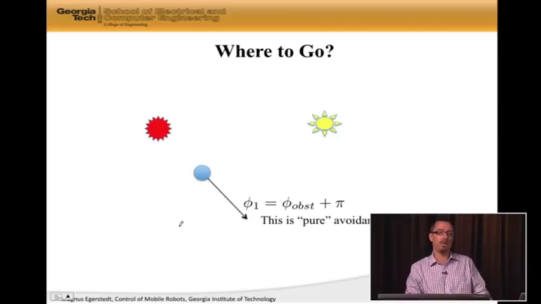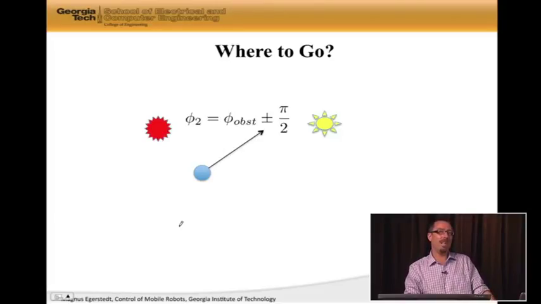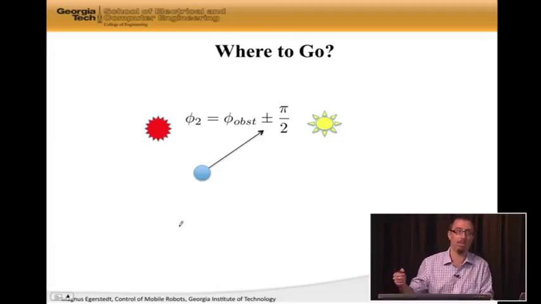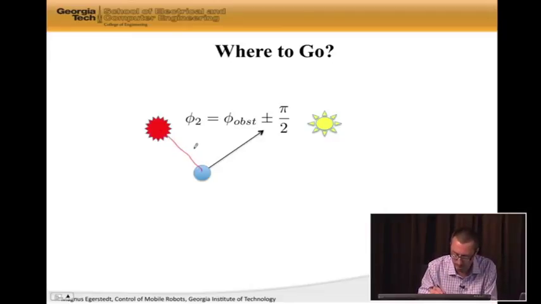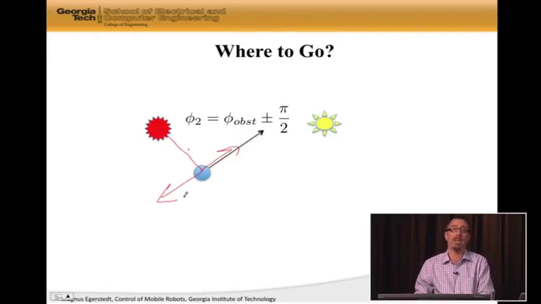Well, we had another choice, right? We said, what if we go perpendicularly to this direction? So phi 2 is phi obstacle plus or minus pi over 2. What does that mean? It means that if I do minus pi over 2, I go in this direction. If I do plus pi over 2, I go in that direction. And here it actually matters if we do plus or minus. The question is, which one should we choose?